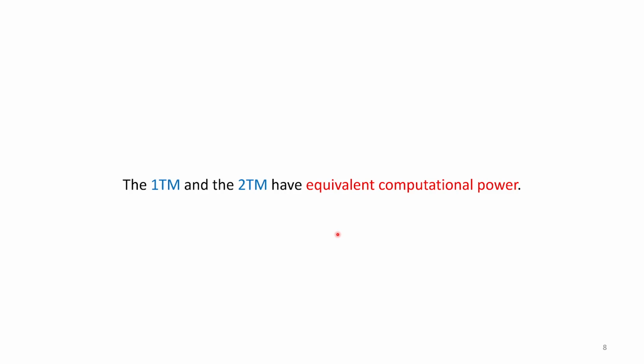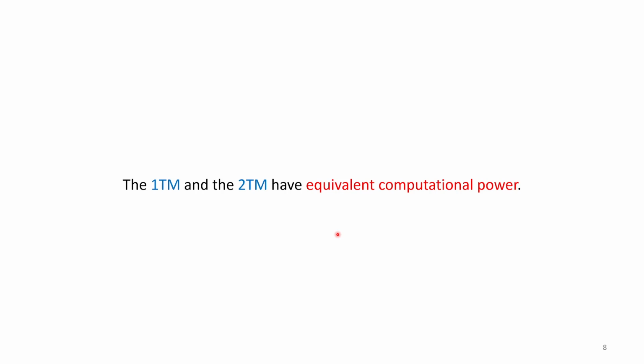But this shows that a one-directional infinite Turing machine and a two-directional infinite Turing machine have equivalent power. And again, how did we show that? We showed that one could simulate the other and vice versa. And these simulation arguments are key to showing that two models of computation have equivalent power.